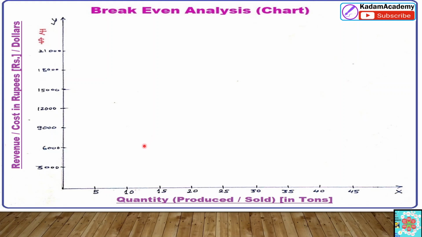So first we have to draw the x-axis. On this, the quantity produced and sold in tons we can draw here, like 5 ton, 10 ton, 15, 20, 25, 30, like this. You have to construct with some units. Okay. And on the y-axis, we can show the revenue generated or the cost in rupees or in dollars. Whatever the cost is required, 3,000, 6,000 in rupees. It is given in rupees.